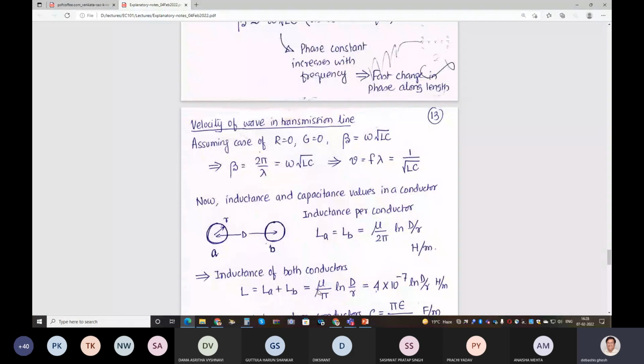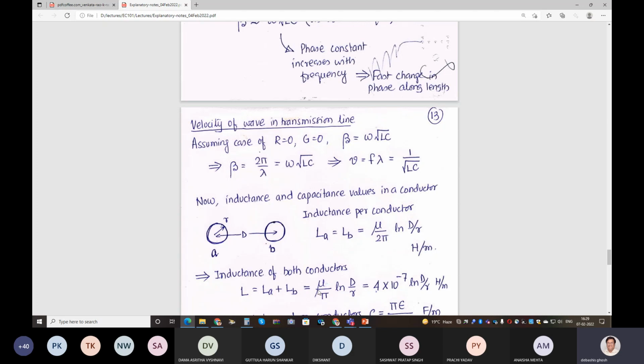Okay, next someone asked me about the velocity. Someone raised the question of why I have written C. Why I have written that the velocity of the radio wave in the transmission line will be approximately equal to C. Actually it will not be equal to C, that is true. It will be approximately equal to C, but that will be only in a certain case.